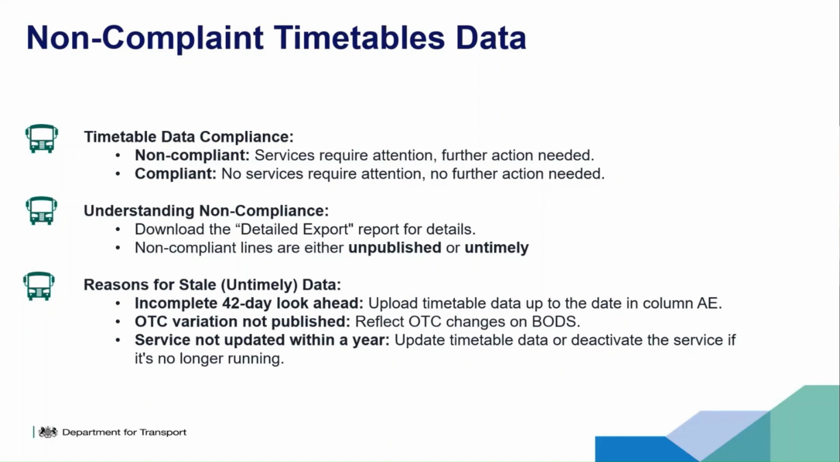So it's either an incomplete 42-day look ahead, which comes up because, before a service starts, BODS requires that the timetables data is published at least 42 days ahead of the scheduled start date of that service. That's because we want that data available in time for consumers of that data to make it available to the public. The second one is OTC variation not published. For example, if you've changed the registration with the OTC, if you've updated that registration, we'd expect that data to be reflected on BODS.